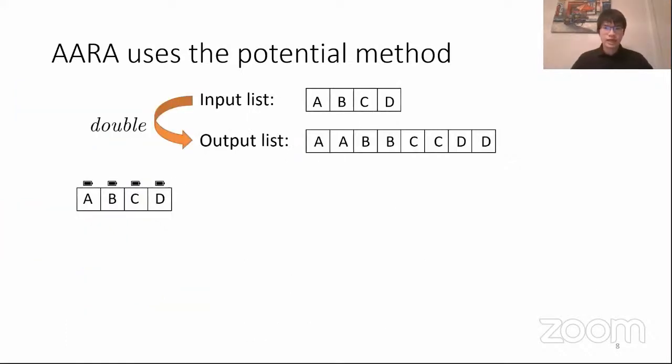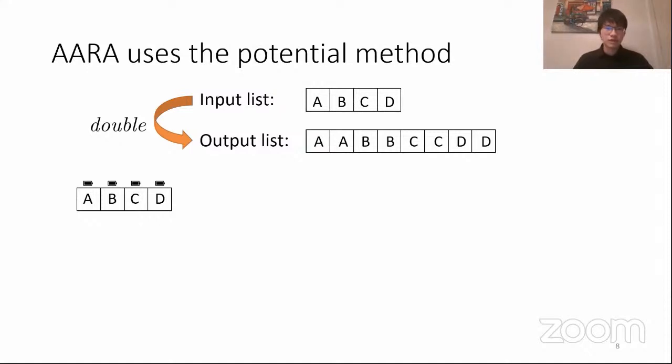To illustrate ARA with a concrete example, consider a function double which doubles the input list. For instance, given a list containing A, B, C, and D, the double function returns a list containing 2 A's followed by 2 B's, 2 C's, and 2 D's. For the running time, suppose that it costs 1 unit of potential to process one element in the list. Additionally, suppose that we give a total of 4 units of potential to the input list, and these units are distributed evenly across all 4 elements, as shown on the slide.